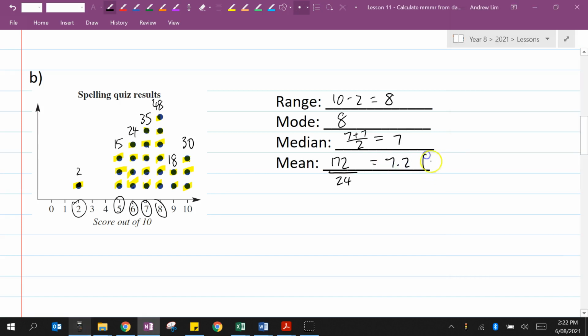to 1 decimal place. Okay, so we can see here that our answer is somewhere between the lowest score, 2, and the highest score, 10. Our mean and our median, our middle score, has to be somewhere between there. So that's good. Our mode also has to be between there. And the range is just highest minus lowest.